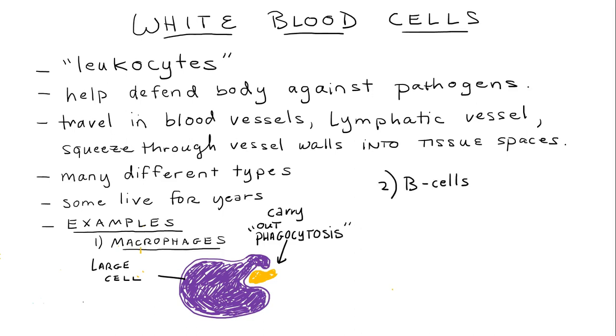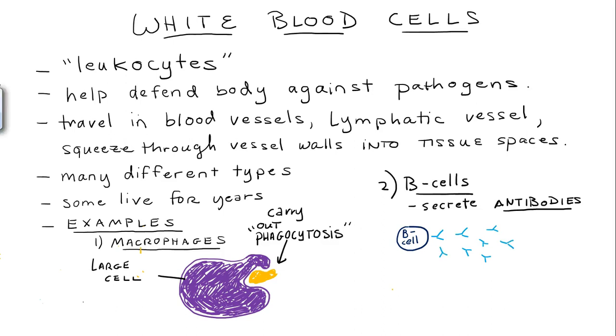The second type of white blood cell is called the B cell. B cells are specialized to secrete antibodies. These are large proteins that are going to bind to foreign invaders. They're actually Y-shaped proteins, and they glom on to foreign invaders or pathogens.